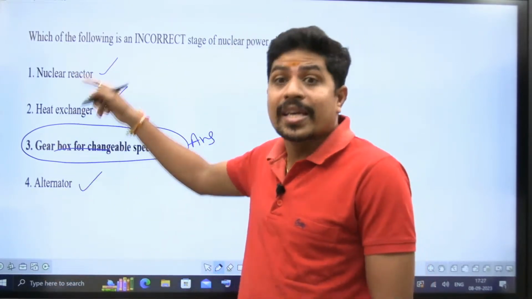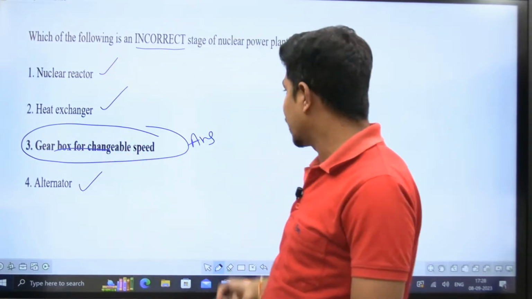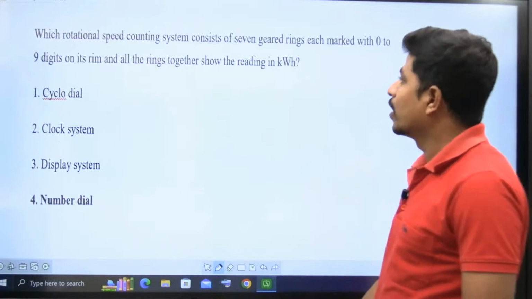Third is not applicable. He asked which one is incorrect. So among these four, what is incorrect? The third one is incorrect. The third one is the answer. Let's go to the next question.